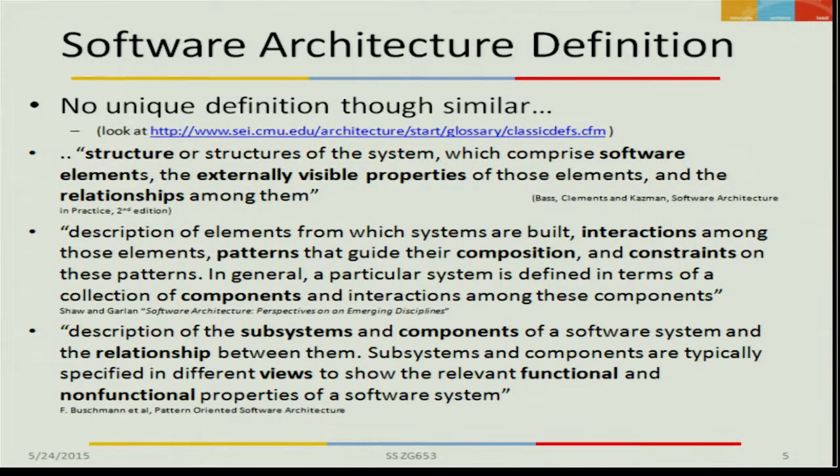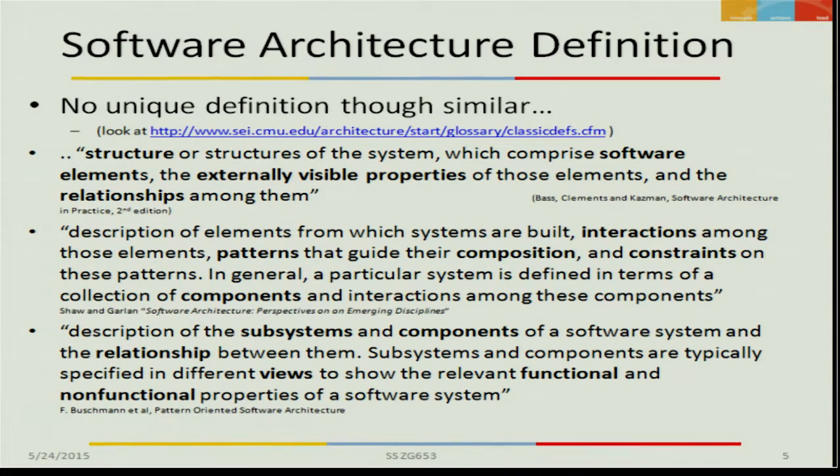Then the third definition is, and these are all important definitions, a description of the subsystems and components of a software system and the relationship between them. Subsystems and components are typically specified in different views to show the relevant functional and non-functional properties. So a new keyword called views, and otherwise it is the same set of keywords like subsystems, components, which are more or less used by the other people.